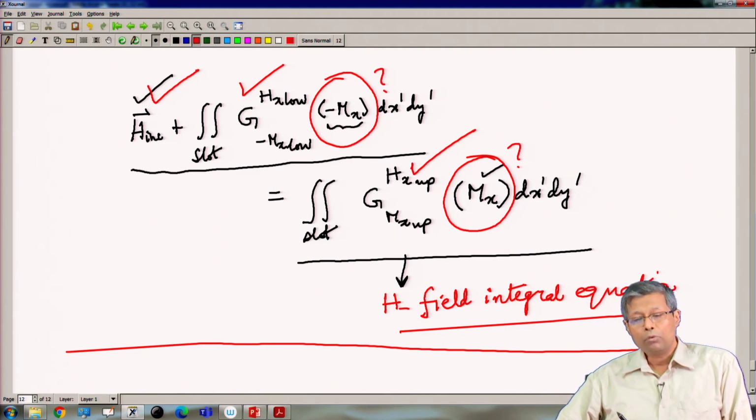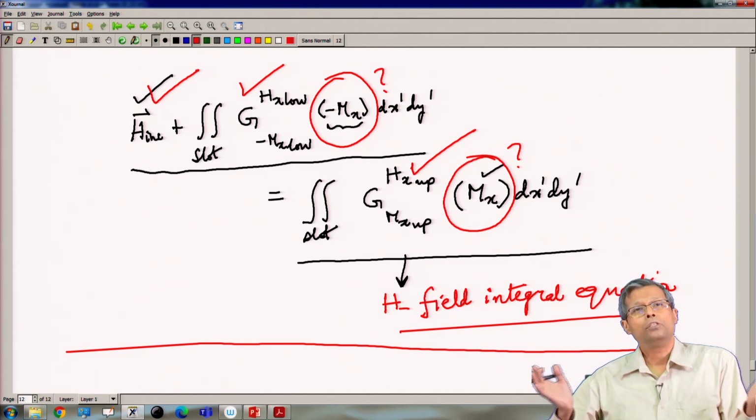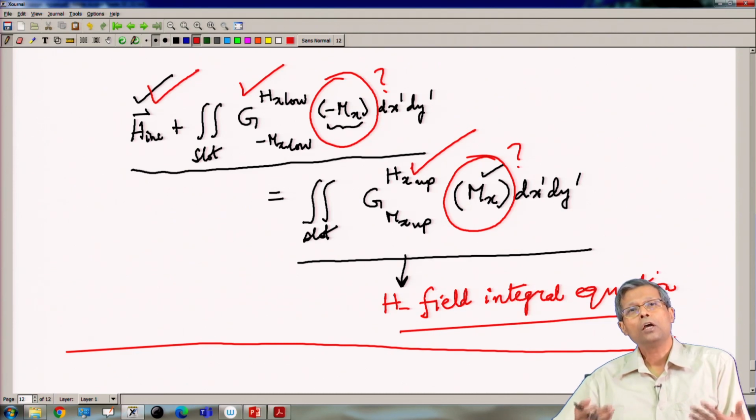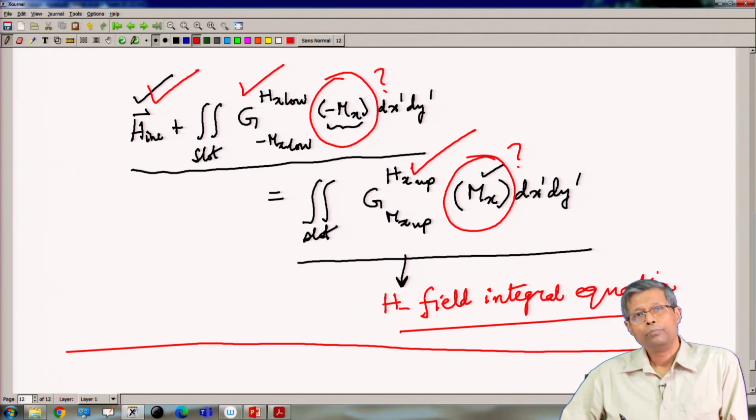This is not the only situation where the magnetic current is important. There are many other situations where the equivalence principle is invoked and the magnetic current is introduced to construct an equivalent problem. So, at least you have an insight into a very important need for the magnetic current in the solution of the slot coupled electromagnetic field problem. Thank you.